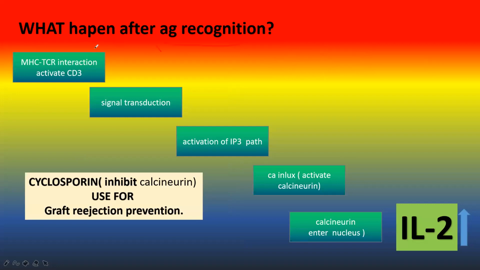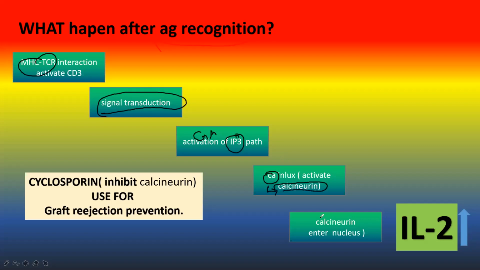What happened next? T cell receptor and MHC primary signal, this you know. Secondary signal transduction, message into the cell. What happened inside the cell? IP3 pathway, inositol triphosphate. IP3 actually increases the calcium inside. Diacylglycerol, it's an endogenous pathway. Second messenger system. IP3 pathway increasing what? Calcium inside the cell. So this calcium activates calcineurin.